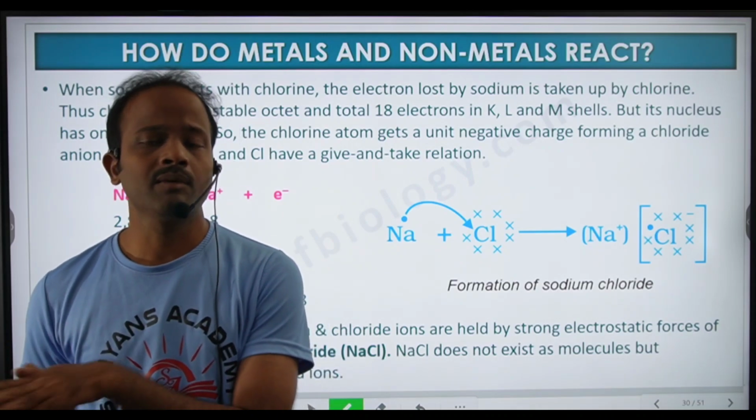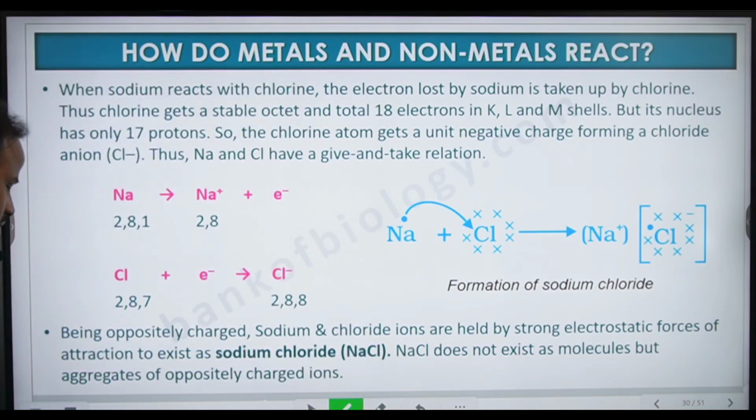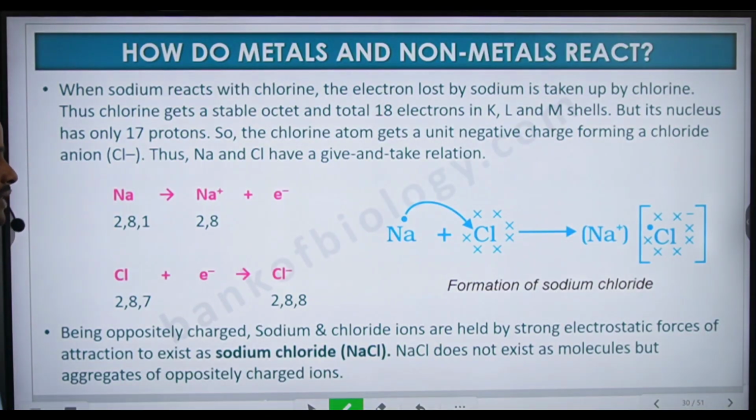And like this, the formation of sodium chloride takes place, right? The sodium will get the positive charge and chlorine will get the negative charge. Because they are oppositely charged, what happens? Here the NaCl ionic compound is formed, right?